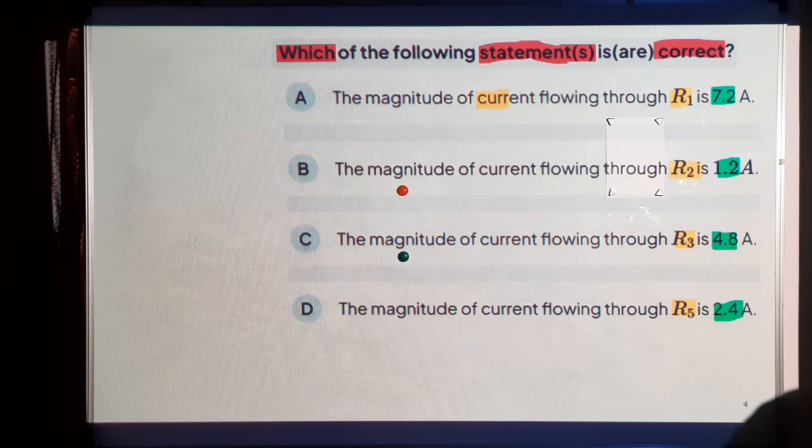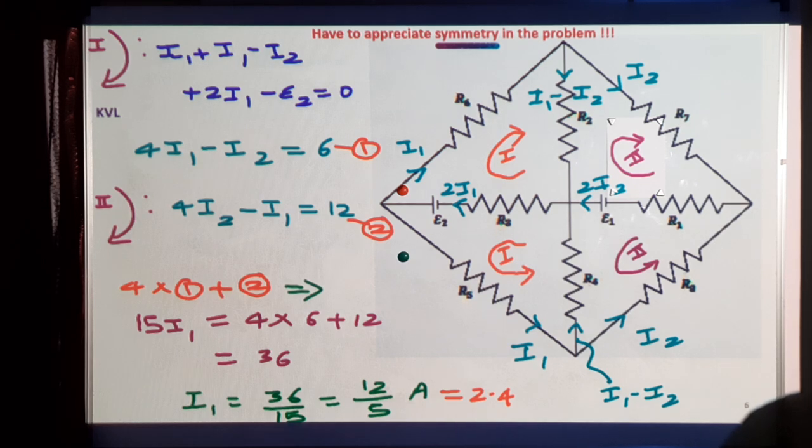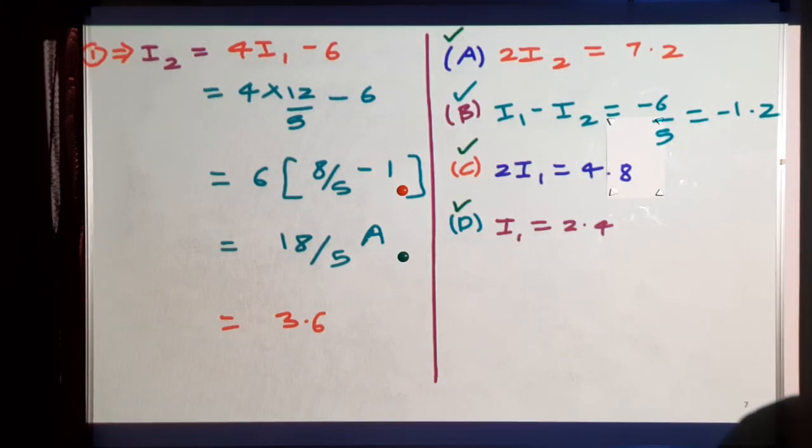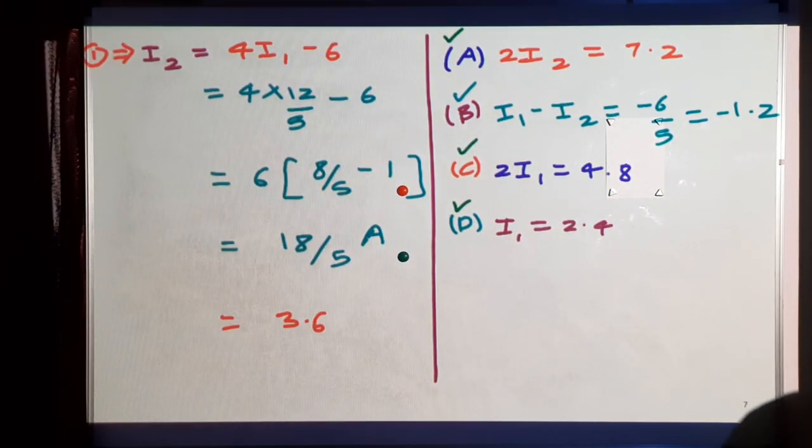Option D, current in R5. R5, the current is I1. And I1 is 2.4, so it's 2.4. So all the 4 statements are true.